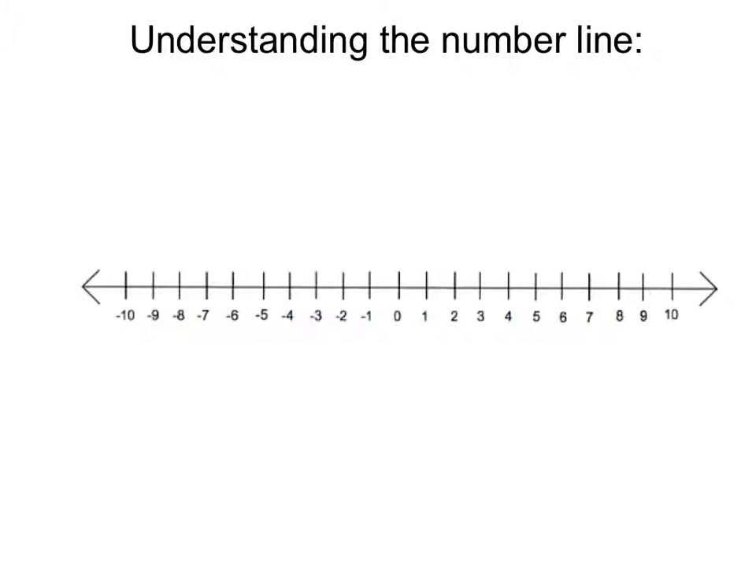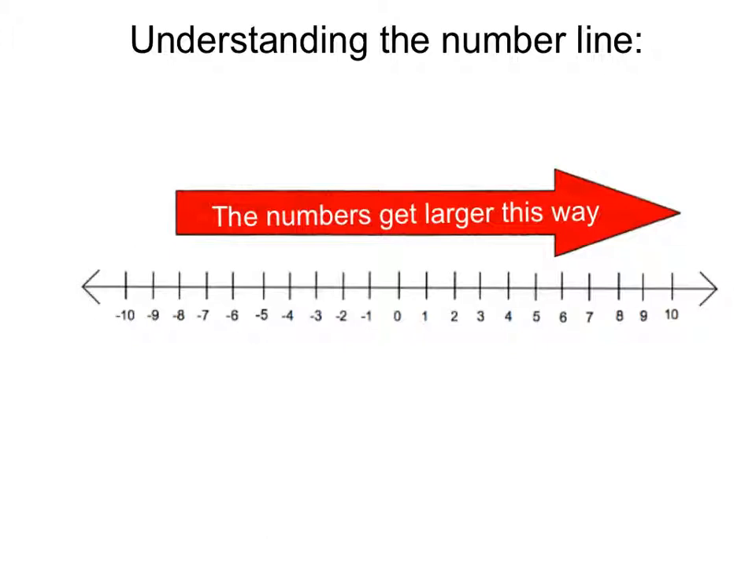Before we start to order and compare numbers, I just want to review the number line and understanding how numbers work on the number line. On a horizontal number line, numbers are shown from left to right in increasing order. And here's a picture of what that means. As we move from left to right, the numbers are increasing in value. They're getting larger as we go from left to right.